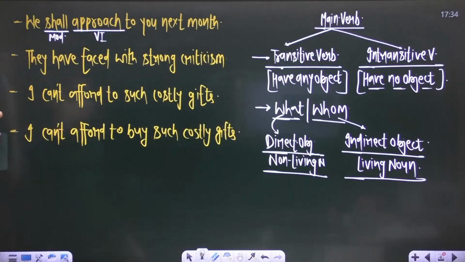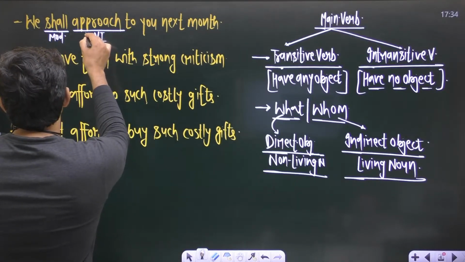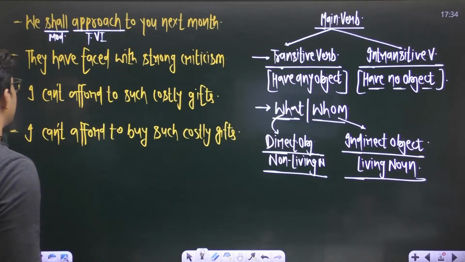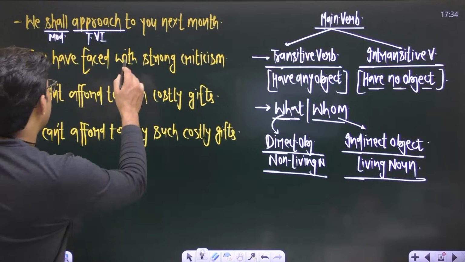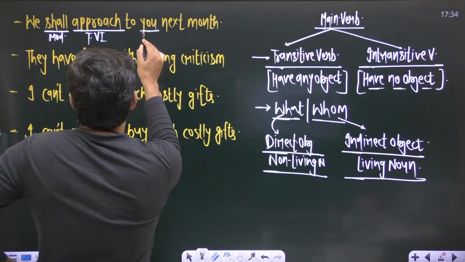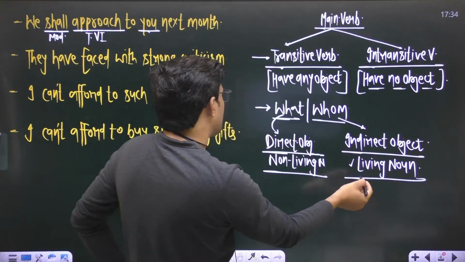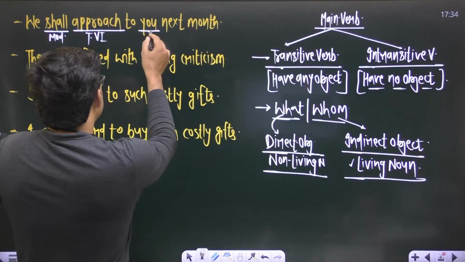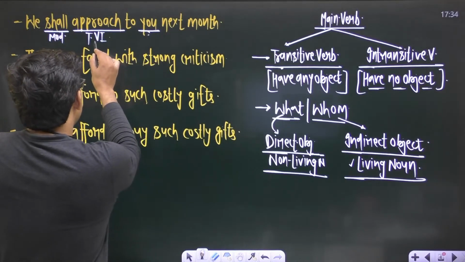So let us apply it in the sentence. This verb approach is a transitive verb. How can you find out? You can just put the question. You are getting the word you. So this word you denotes two persons. This word can be the object of this verb, or this verb can be an intransitive verb.